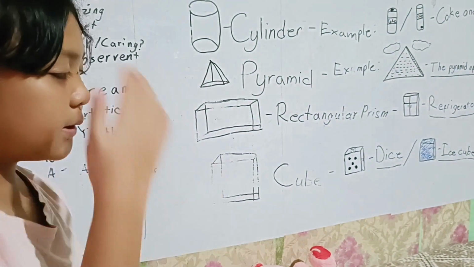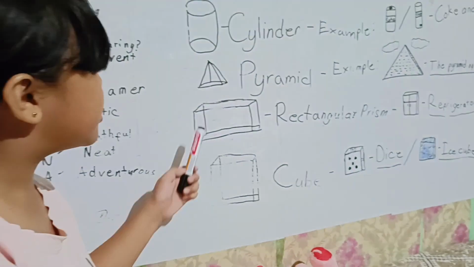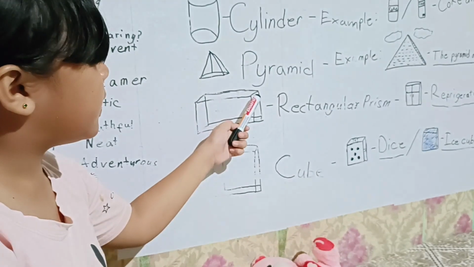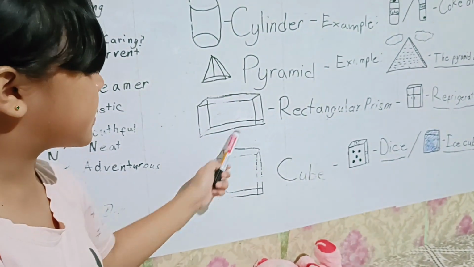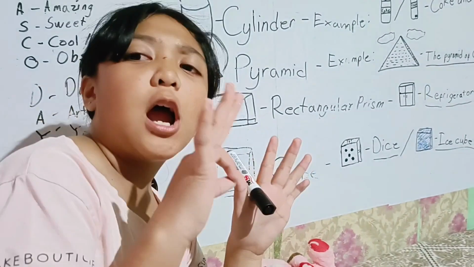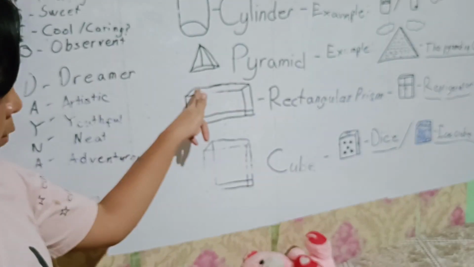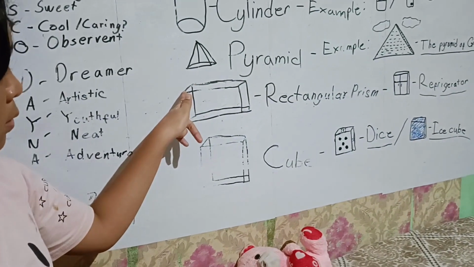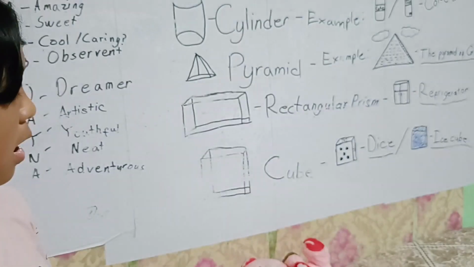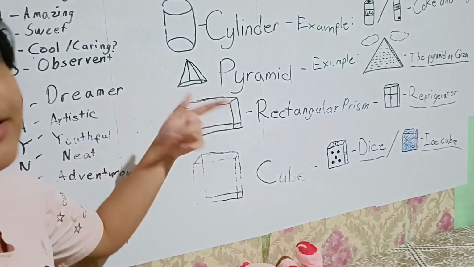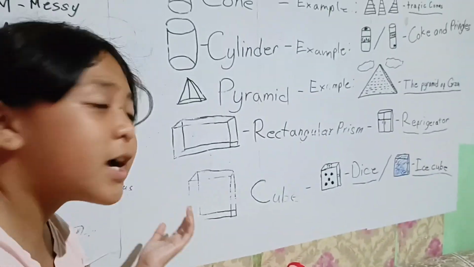How many edges? 1, 2, 3, 4, 5, 6, 7, 8. Only eight? That is not edges, it is vertices. Oh, sorry. I'm sorry. The edges.